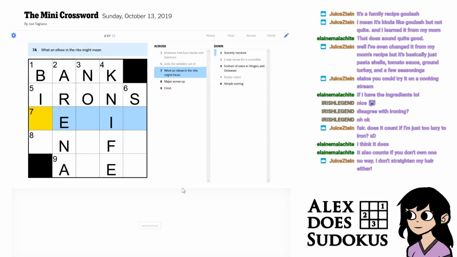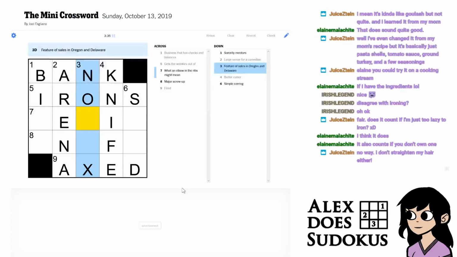One elbow to the rib. Major screw up. Oh. I think the first letter's got to be a vowel. So A, E, I, O, U. Fired. Xed. So that's interesting. Simple earring. Feature of sales in Oregon or Delaware. So something they're famous for.